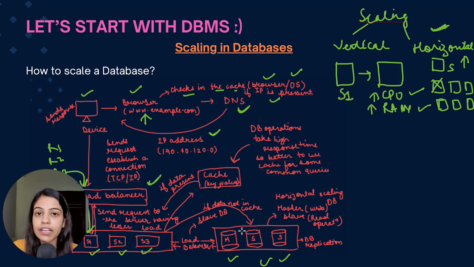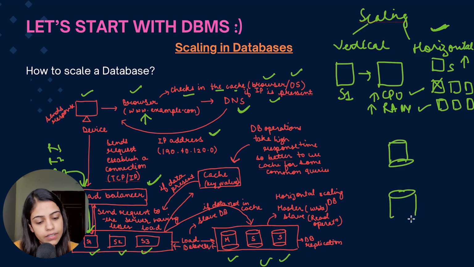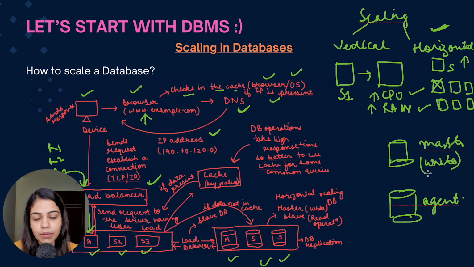Now the scaling in databases happens in a different way. What way? Basically it happens through data replication, where in the database we have a master database and then a slave database. So this is a master database, and this you can call a slave, or you can say an agent database. Now the master database handles all the write operations coming in, like if someone is creating an account, signing in, signing up. So all the write requests come to this master database.